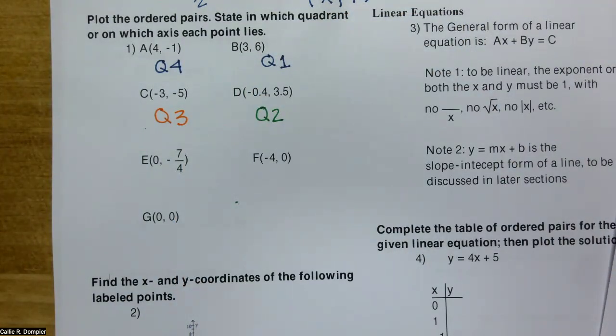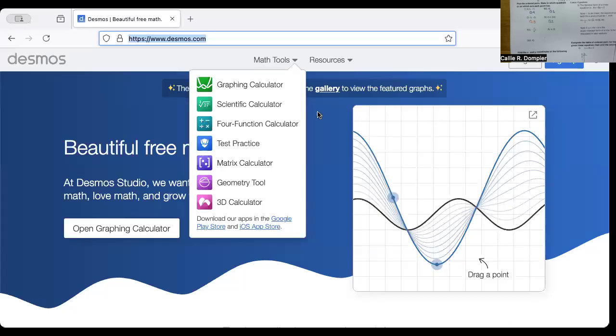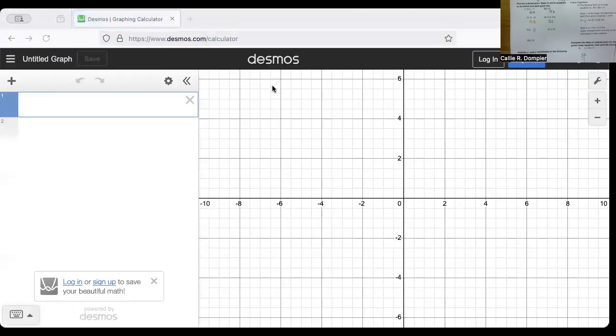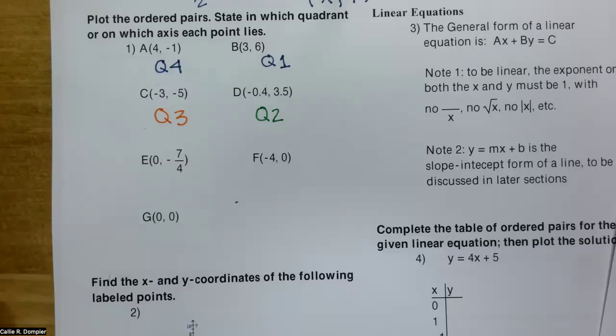Remember that you can also graph this on Desmos, okay? When you get to the desmos.com website, go to Math Tools, go to Graphing Calculator, because Unit 2 is our graphing unit, and put in the point. They gave us the point, open the parentheses, -0.4, and then 3.5. They will show you where that's supposed to be, if that helps you.